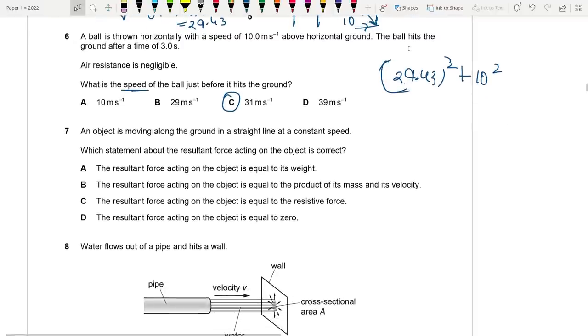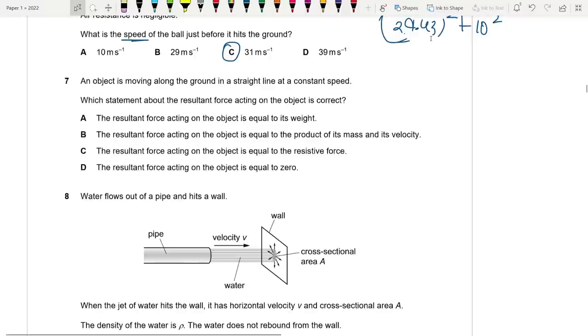Okay. An object is moving along the ground in a straight line at constant speed. Which statement of the resultant force is correct? Moving at constant speed or being stationary means only one thing: the net force is zero. That is it. We can't say that the resultant force acting on the object is equal to the weight. That doesn't make sense. The resultant force acting on the body is equal to the product of its mass and velocity? It doesn't make any sense. If you see constant speed or stationary, that means the resultant force is zero.